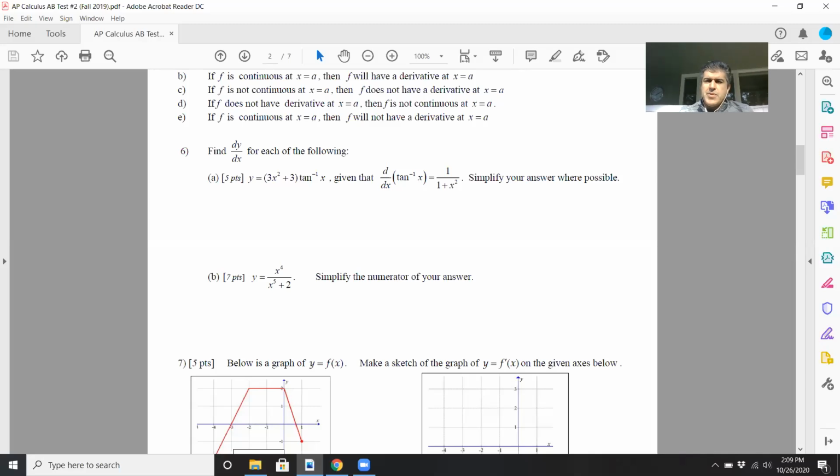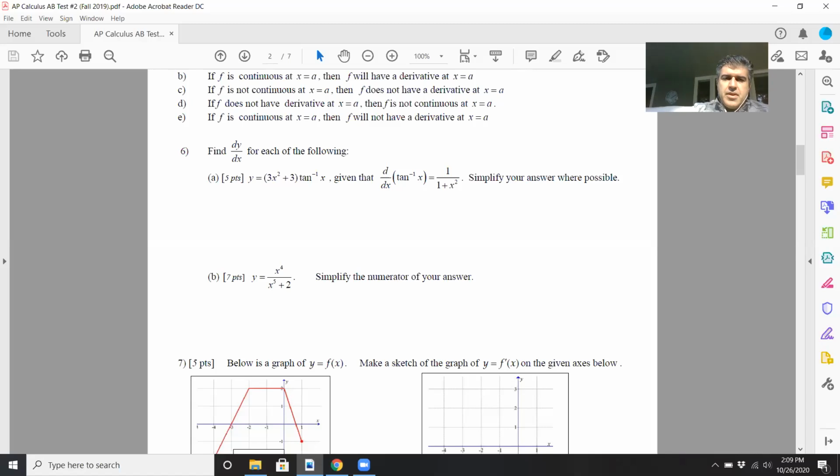And the first question was to go over number 6A from the fall 2019 exam for test number 2. So here you have a really funky equation, y equals the parentheses 3x squared plus 3 times the inverse tan of x. Obviously, we've never done the derivative of inverse tan of x. We will do that probably in the next unit. But you are told what it is, right? So if I tell you what it is, then you should be able to work it out.